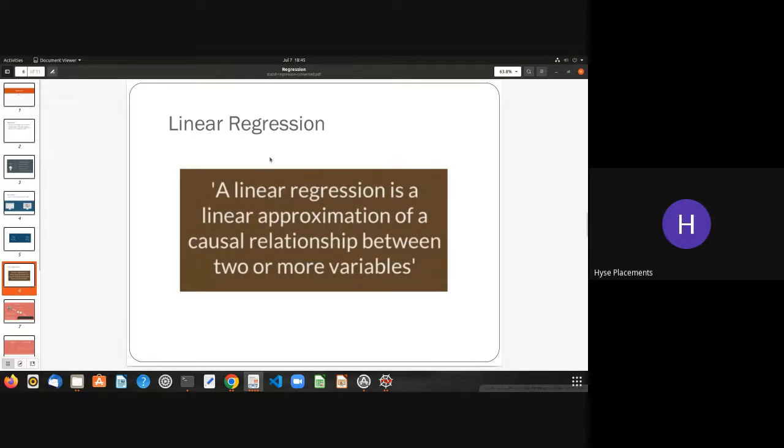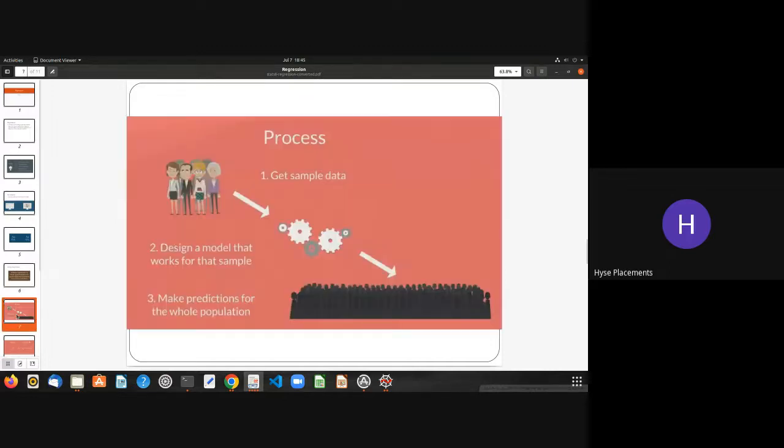So a linear regression is a linear approximation of a causal relationship between two or more variables. That's the point. See how we are going to do the process. Get the sample data, whatever data set you have, and we'll design a model that works for the sample. That model can be anything. It might be related to linear algebra, or entropy, or probability as well. We don't know which model is best suited for that particular sample data.